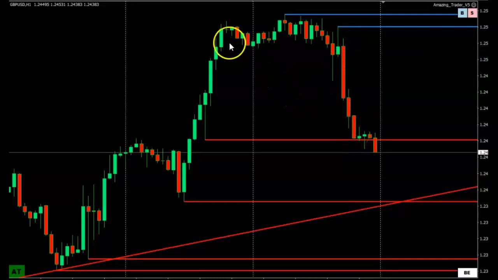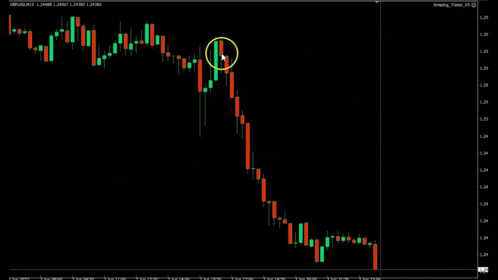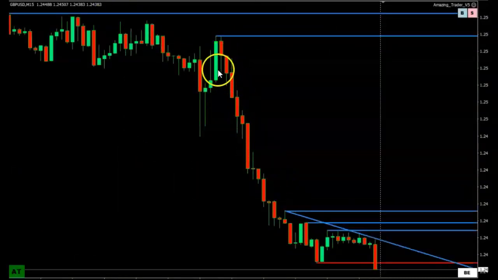I'll show it on a 15-minute chart now. You see it right here, all red candles. This is otherwise referred to as a falling knife. And this offers one of the highest probability strategies, in my opinion, that you can use using the Amazing Trader. What do I mean by that?